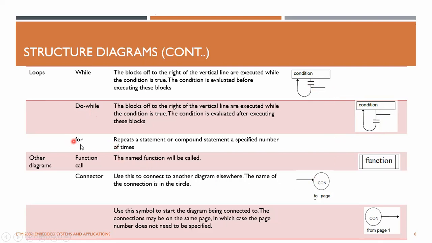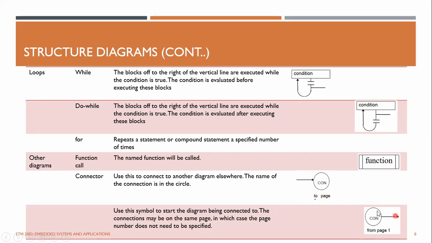And for loops, as you might already know, are repeated statements for a number of times to perform a task. And there are some other diagrams for function calls. So you can call a function, and there could be connectors to connect to a different page. If your diagram is too big and you want to document it, you might need to refer to another page. So if you want to go to another page, you can use this connector to, maybe, page number 2.